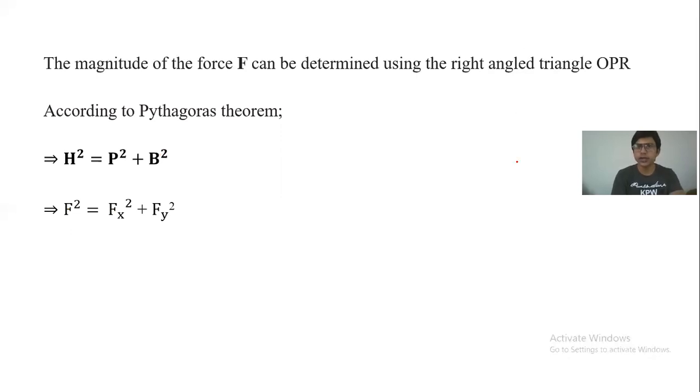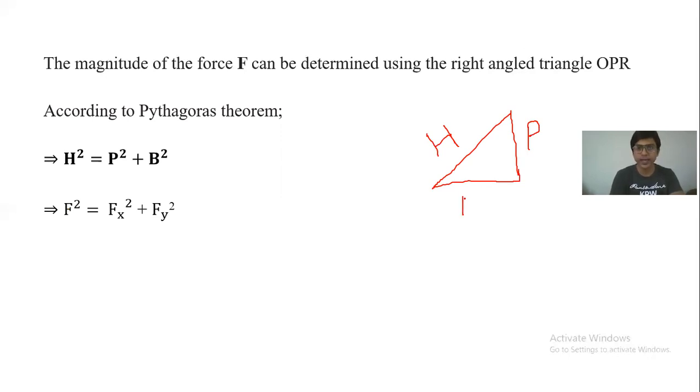I'm just drawing a rough diagram here, just to make it understandable. Okay, this was the figure like this. This is the hypotenuse, and this hypotenuse was represented by force F. This is the perpendicular, and this perpendicular side is represented by Fy. You can refer to the diagram that you have drawn in your copy.